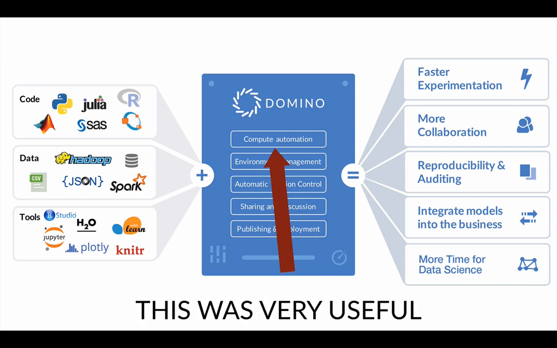For this webinar on scalable multi-core data science, our compute automation feature was incredibly useful. I was able to spawn jobs on very large hardware with just the click of a button. I had up to 128 cores and 2 terabytes of RAM available to me. Compute automation really made this webinar possible.